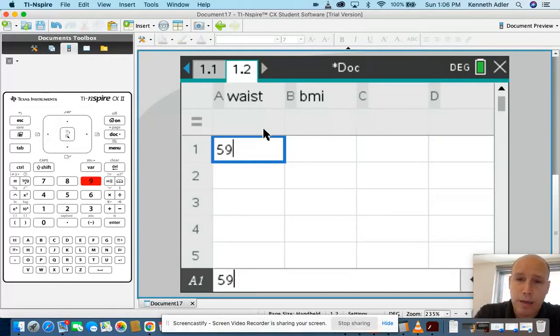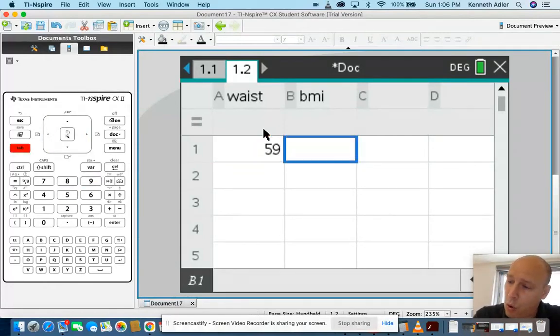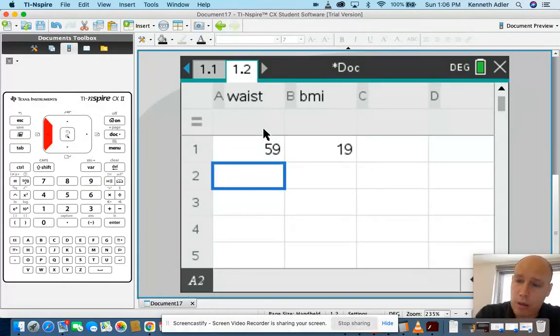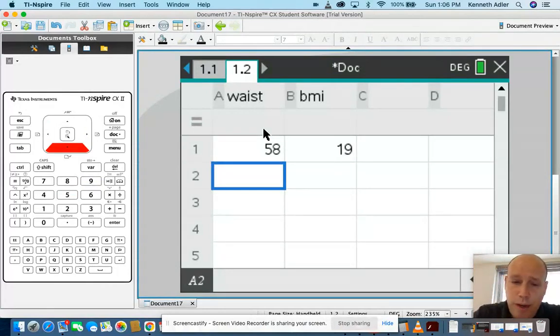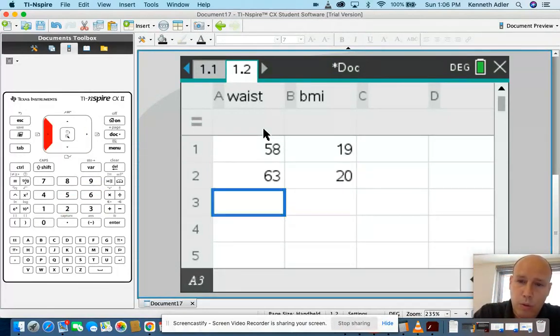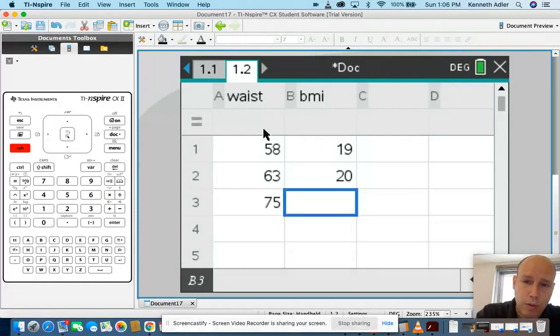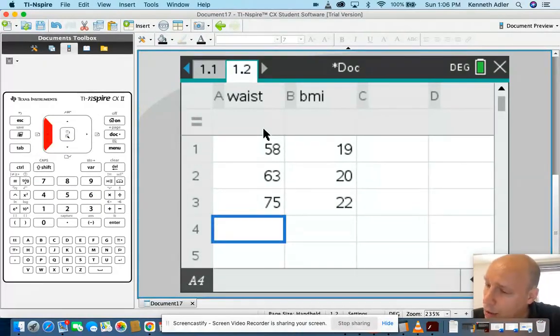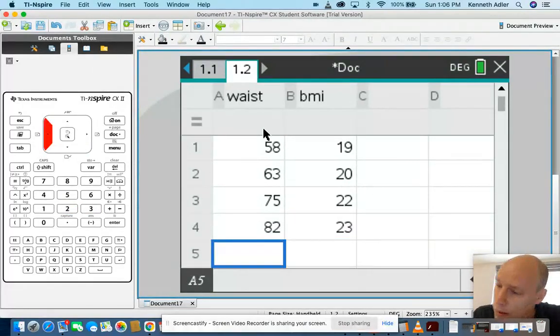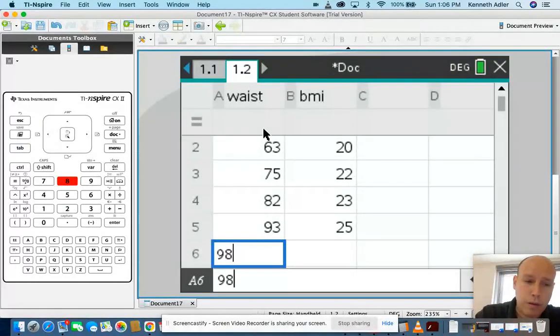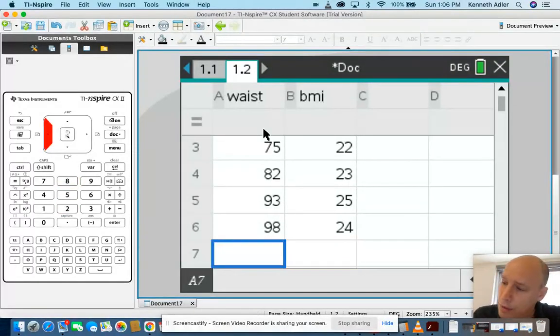Let's see. 58 corresponds to 19. Sorry. Let's see. 63, 20. What's next? 75, 22. What's next? 82, 23. What's next? 93, 25. What's next? 98, 24. Last but not least, 105, 26.